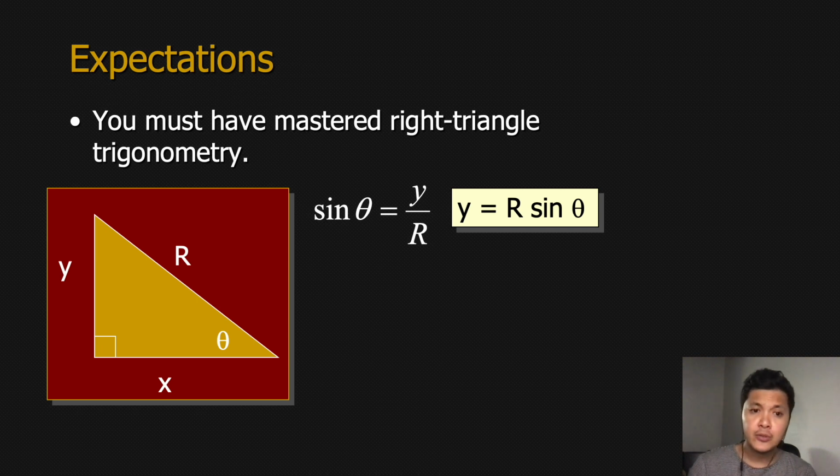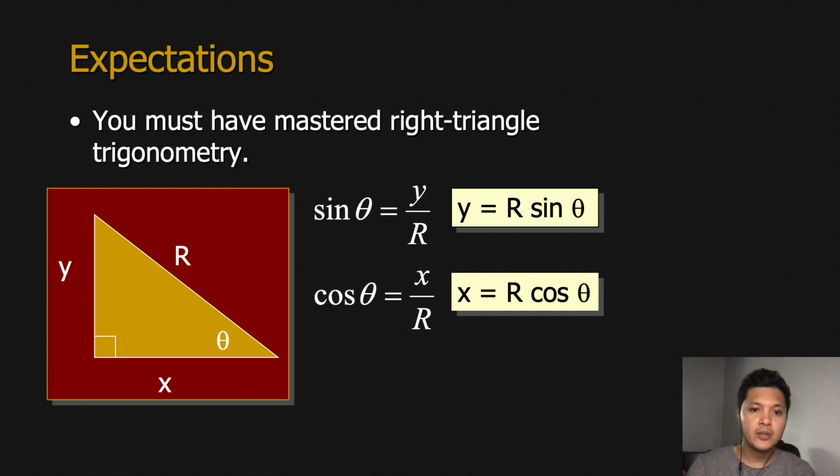So for example, if you want to calculate sine theta, you should divide the opposite side by the hypotenuse. Or if you want to get the y component of r, you have to multiply r with sine theta. On the other hand, if you want to calculate cosine theta, you have to divide the adjacent side with the hypotenuse. While if you want to get the x component of r, you have to multiply r with cosine theta.